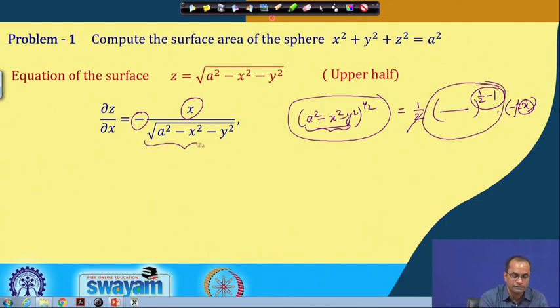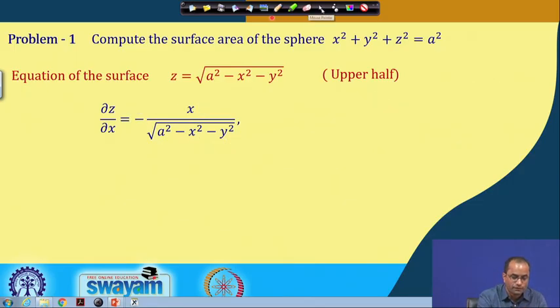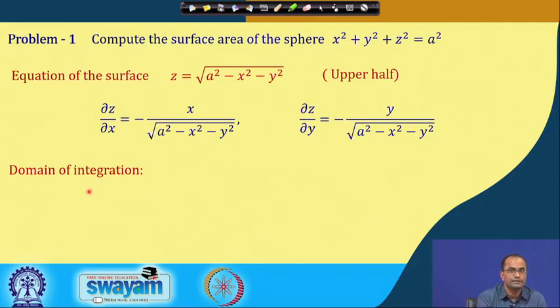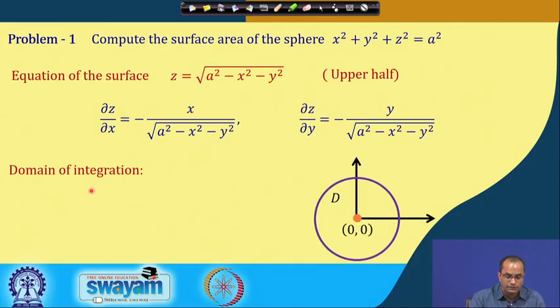So, that is coming in the denominator. So, that is the partial derivative with respect to x of this function. And then we have the partial derivative similarly with respect to y. The only difference will be now instead of x we will get this y there, and the domain of integration which we have just discussed, when we project this upper semi sphere into the xy plane.